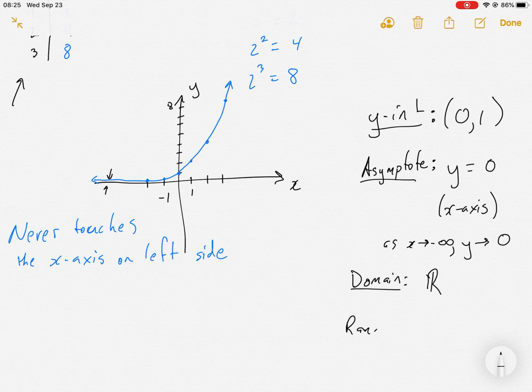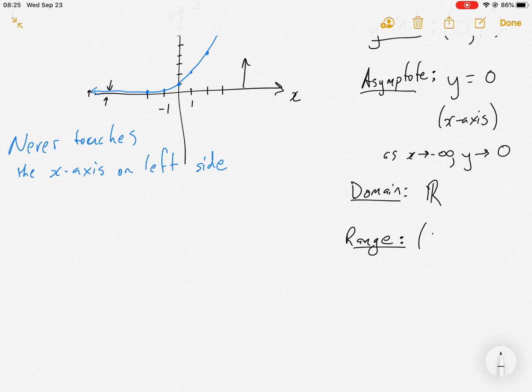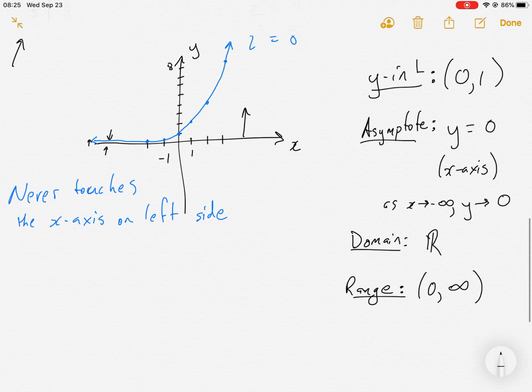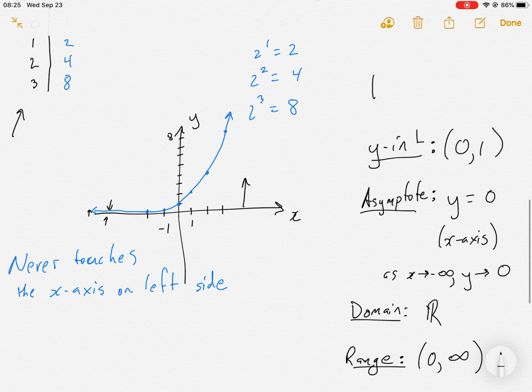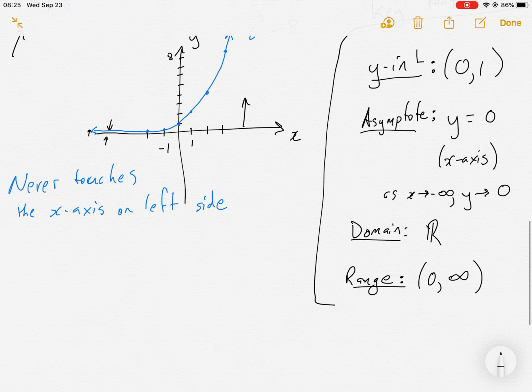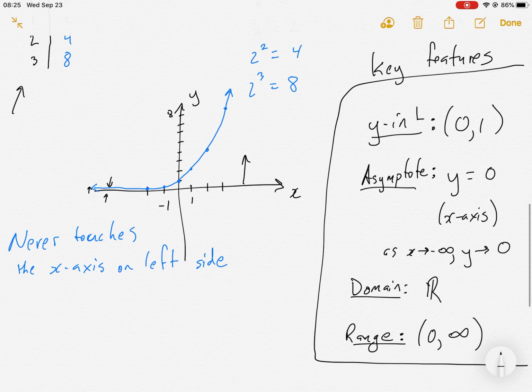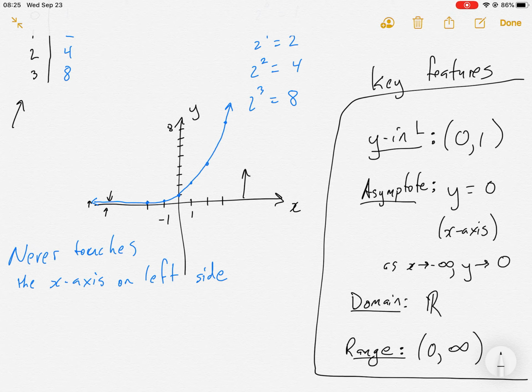The range, however, is going to be limited. The graph always remains above the x-axis. Even over here, it stays above the x-axis. So the range is going to be everything that is bigger than 0, and it can never actually equal 0 either. So these are the key features that you need to have written down in your notes somewhere. This is my go-to example for an exponential function, so that's a really good one to have in your notes. And I think I'm going to be ending the video at this time.